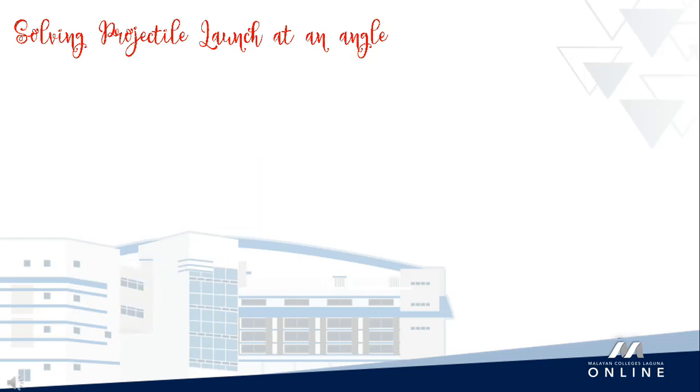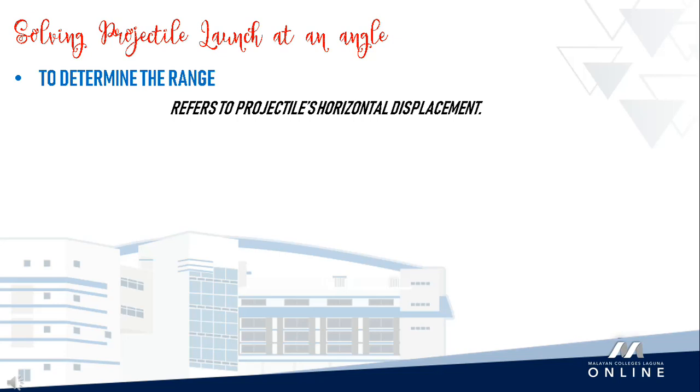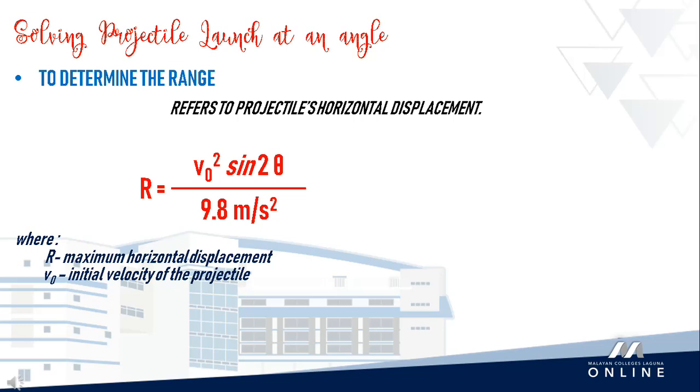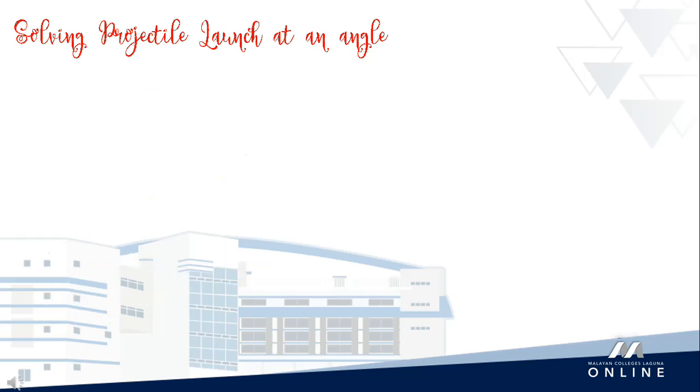Lastly, in getting the range, which is the projectile's horizontal displacement, we will use this formula where capital letter R is the projectile's range, v sub 0 is the initial speed of the projectile, theta is the direction of the projectile along the vertical, and 9.8 meters per second squared is the magnitude of the gravitational acceleration.